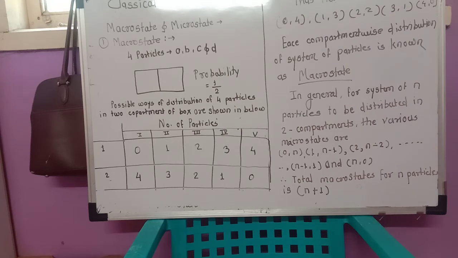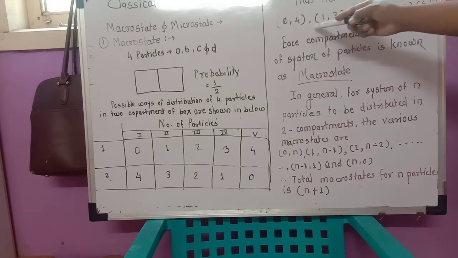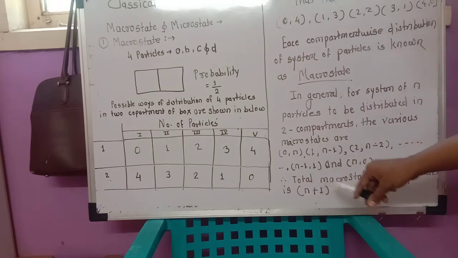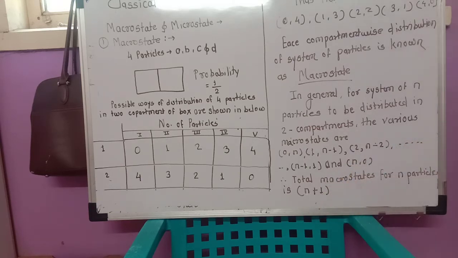Again I repeat, what is a macrostate? It means the number of ways of distributing the particles. For the 4 particles, we have 5 different distribution ways, and these 5 distributions are nothing but the macrostates of the system. Similarly, if we have n particles, then the system has n plus 1 macrostates.